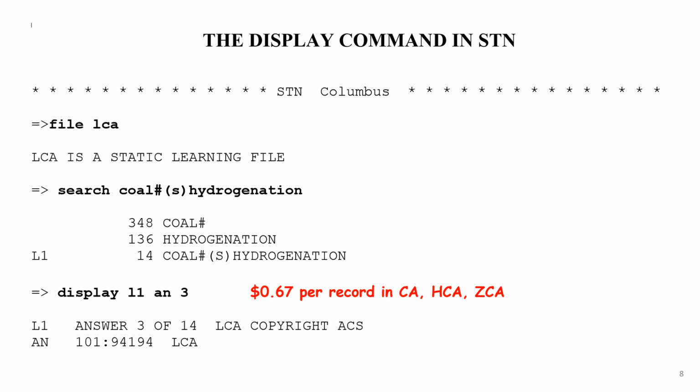Whenever you do any search in STN, you want to start displaying results. And I'm giving you the different display options. Here also, I'm doing this in the learning file. I'm looking for hydrogenation of coal. I've learned from my previous search that S gives you much more precision than using AND. And I know from the previous lesson that hydrogenation and coal are both valid terms.